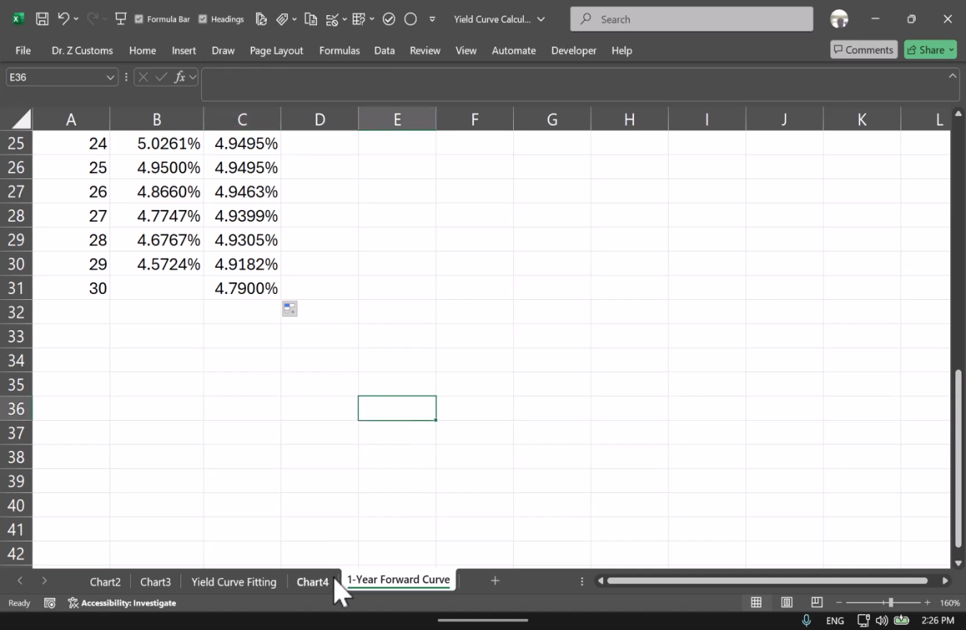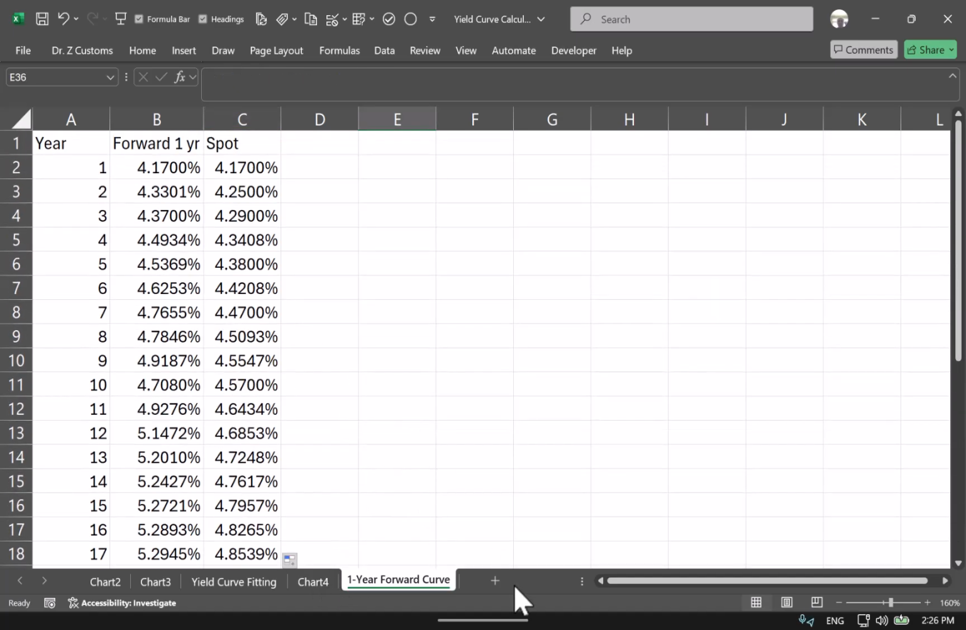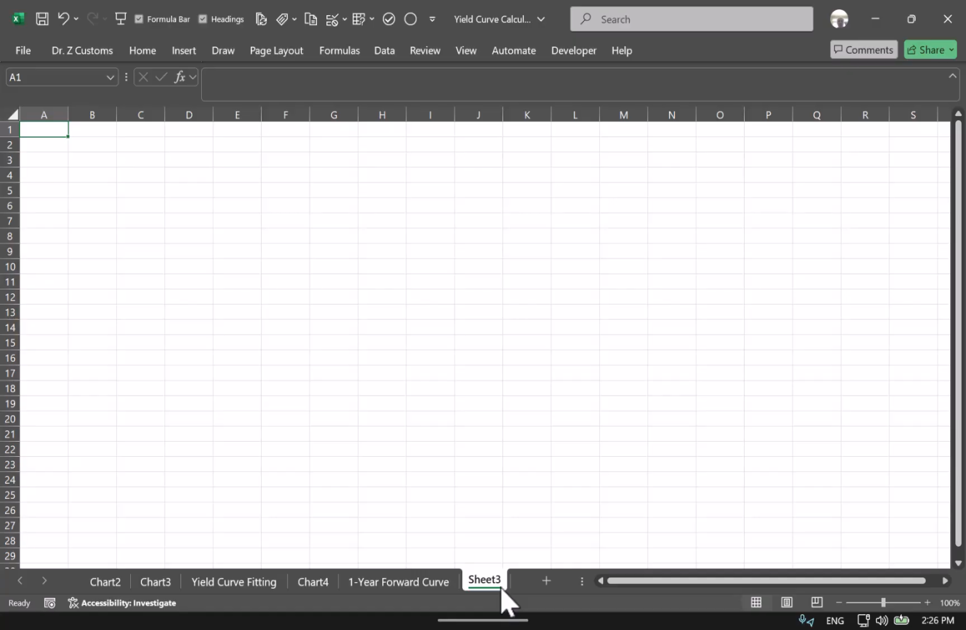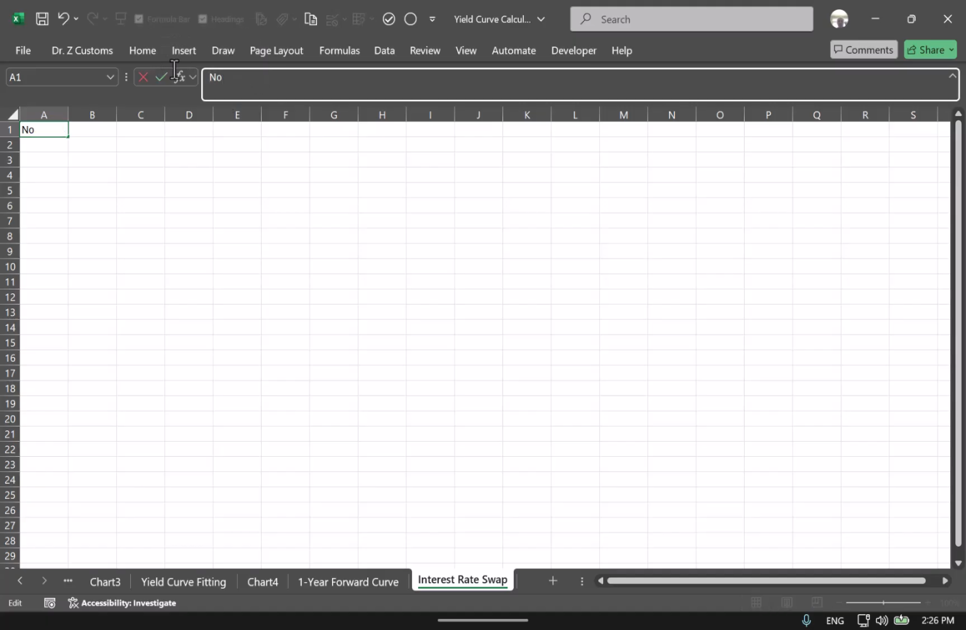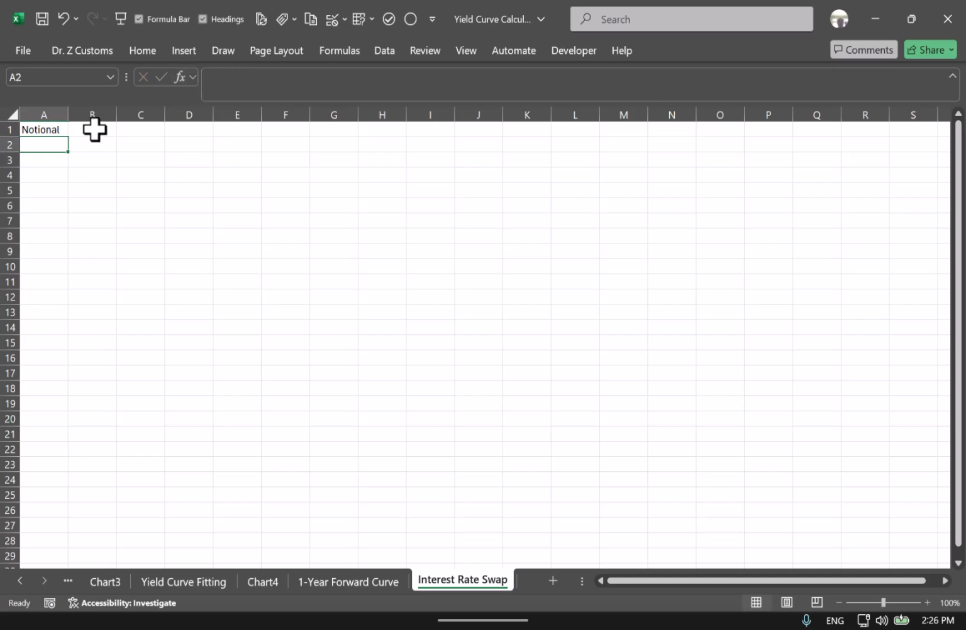Given a forward curve, how do we calculate an interest rate swap? I'm going to do a notional here. I mean, I can do the whole thing based on $1, but let's make that.